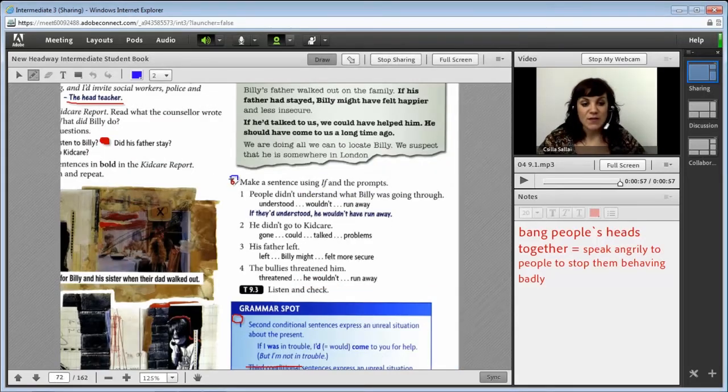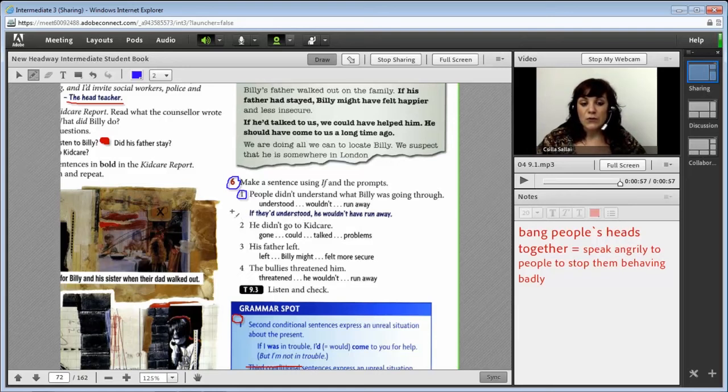Now let's go back to page 71 in your student's book, page 71, exercise number 6. Make a sentence using if and the prompt. For example, number 1, people didn't understand what Billy was going through. We have understood, wouldn't, and run away. By using these words, we need to write a third conditional sentence about the unreal past, wondering what would have happened. So if they'd understood, if people had understood, if plus the past perfect, he wouldn't have run away. Wouldn't have plus the past participle of the verb.